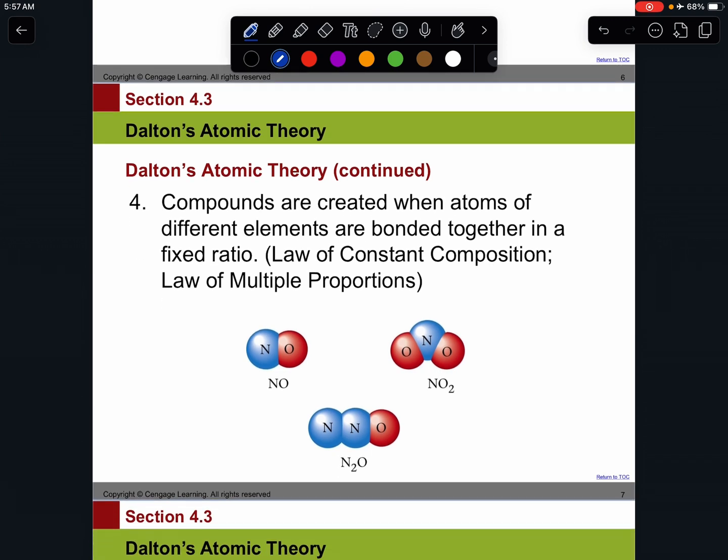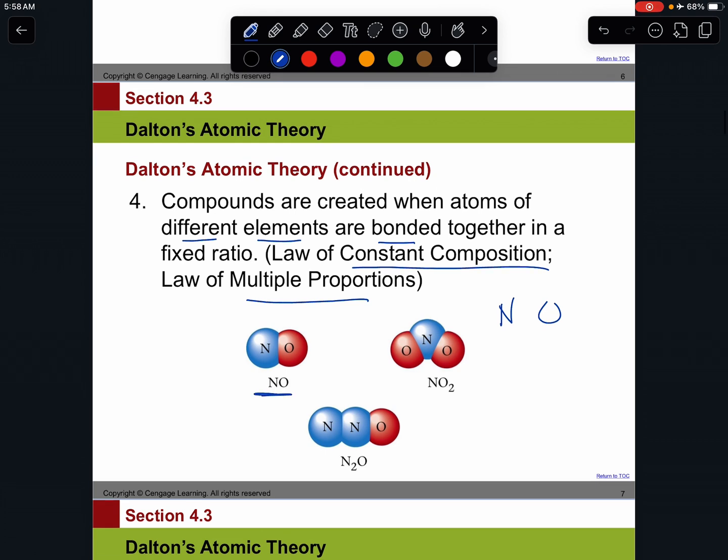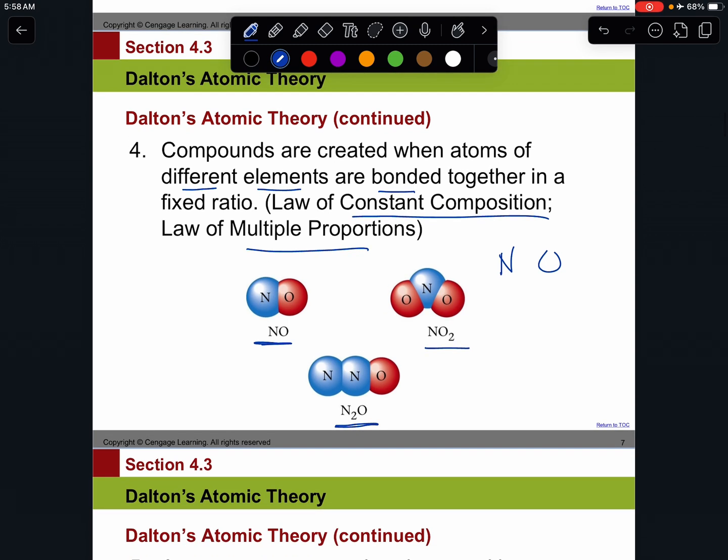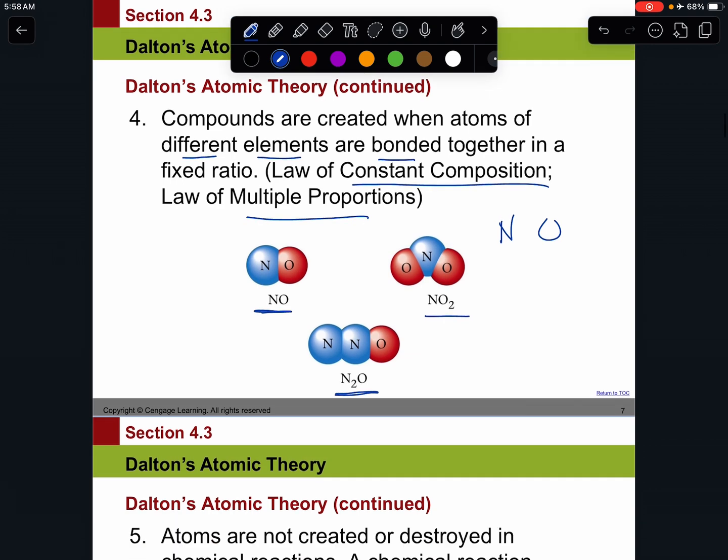All right, compounds are created when atoms of different elements are bonded together. We call this the law of constant composition and the law of multiple proportions. So just because we have nitrogens and oxygens together doesn't mean that it's always the same thing. So we could have NO, nitrogen monoxide, NO2, nitrogen dioxide, or N2O, dinitrogen oxide. So there are many different ways that the elements can combine to create ratios of compounds. And each of these has different properties as well.